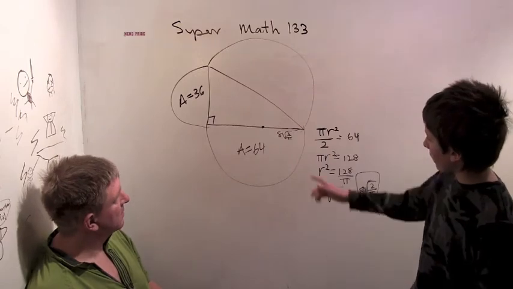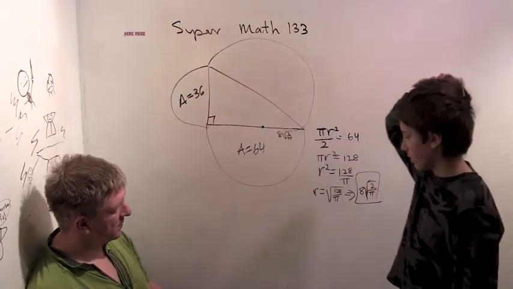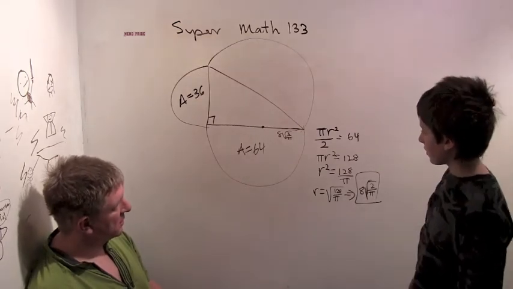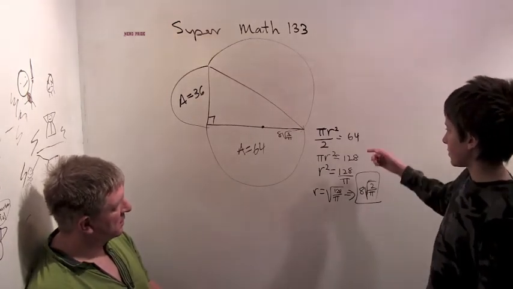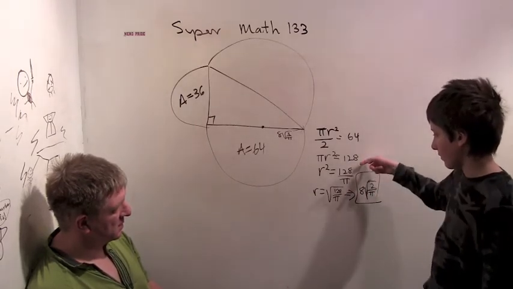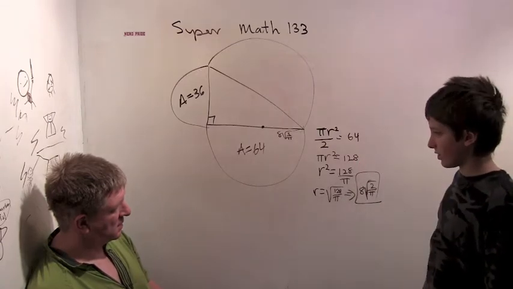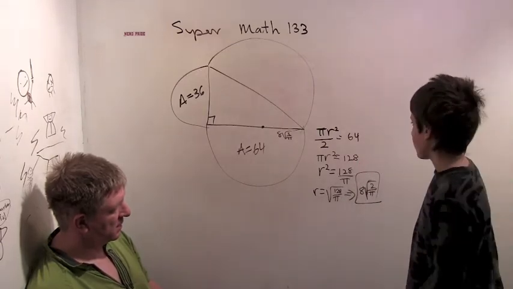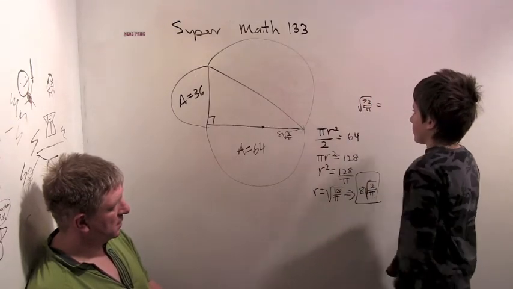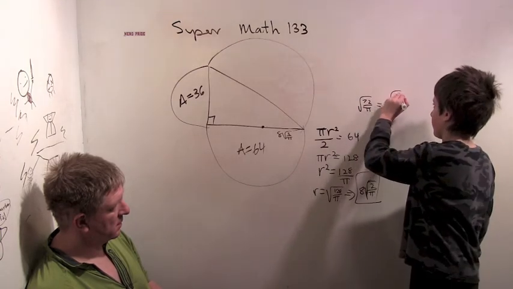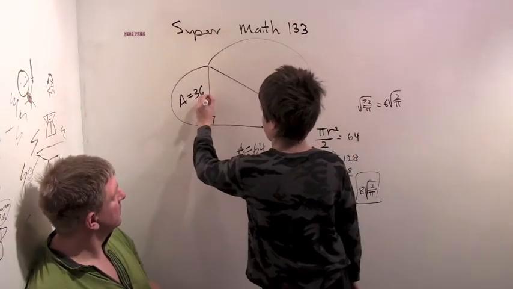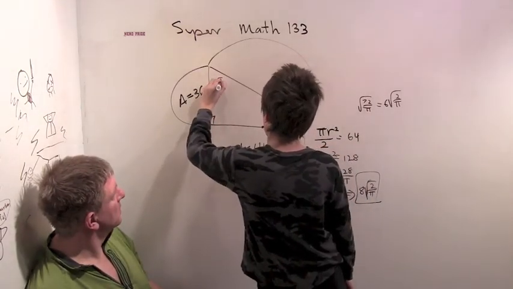So now we have to do the same thing for here. Can you see what you're going to get when you do the same thing for there, or do you have to do it out? Well, we just follow the same steps. This is 36, 72, 72 over pi. So it'll be the square root of 72 over pi, which is 6 times the square root of 2 over pi. So that's the radius over here.